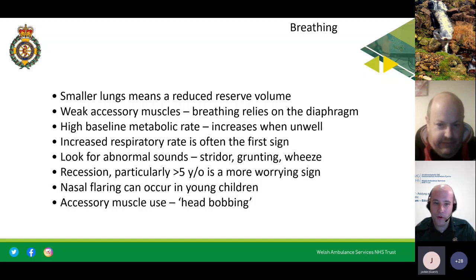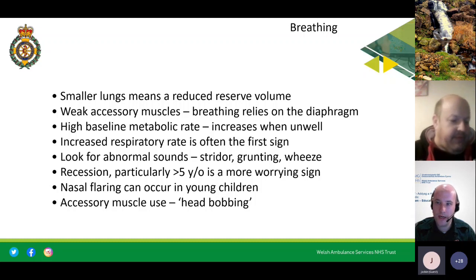So yeah, breathing, really important that one, we identify the sounds. We identify they are breathing, so we look, listen, feel. We check their respiratory rate. Then we're looking for those signs. We're looking for the abnormal sounds, stridor, grunting, wheezing. We're looking for their chest. So we're looking for accessory muscles, recession. We're looking for nasal flaring in younger children and head bobbing in younger children, normally infants. So if we identify any of those signs, then again, we need to be upgrading this response and talking to our clinical desk and the clinicians in control.